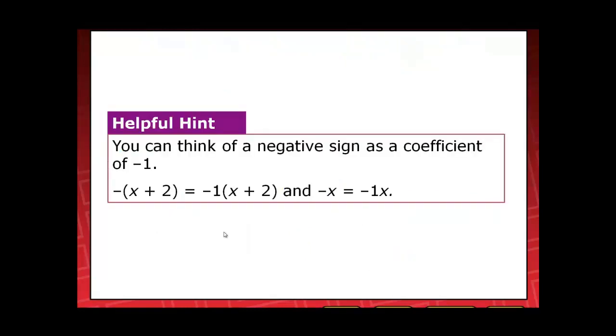Also, you can think about the negative sign as a coefficient of negative 1. So if I have negative outside the x plus 2 inside the bracket, imagine that this negative is negative 1. So when we multiply negative 1 here and here, it will be negative x and negative 2. So negative x also equals negative 1x. Okay, give the sign to the coefficients.